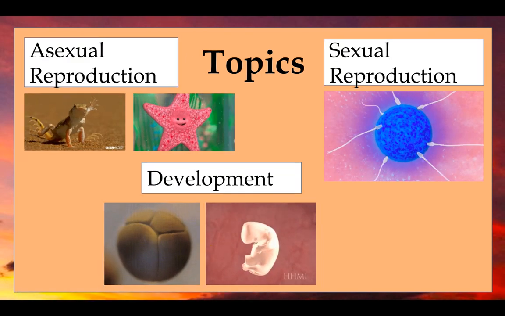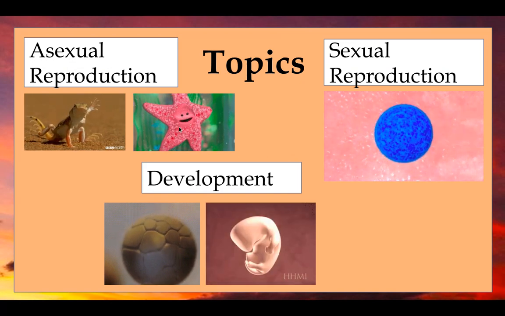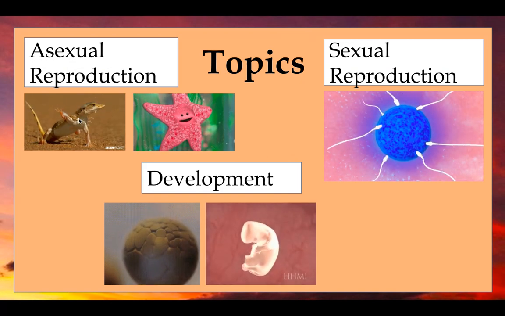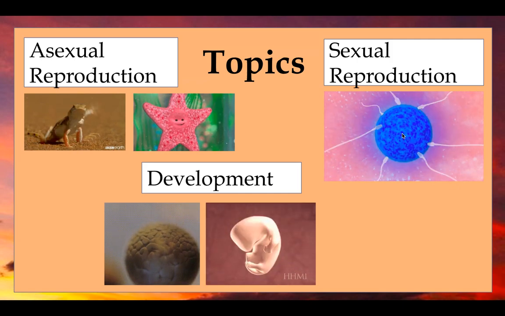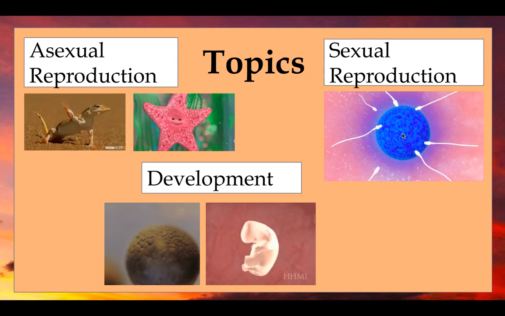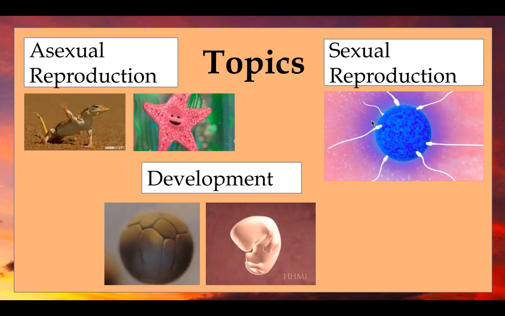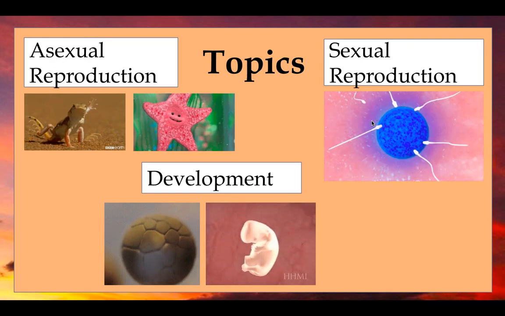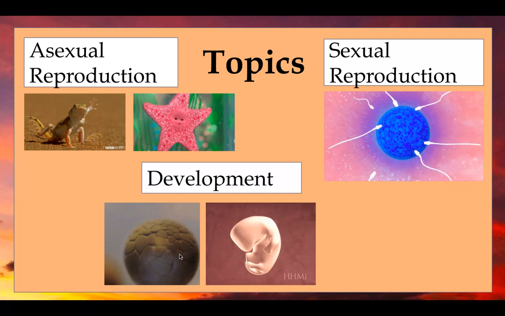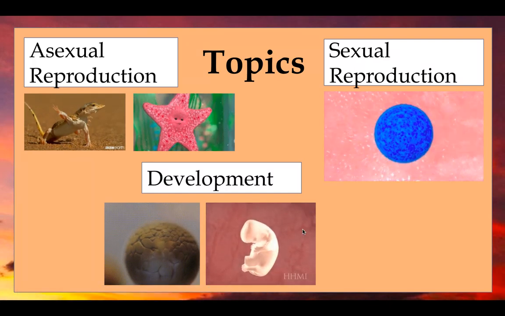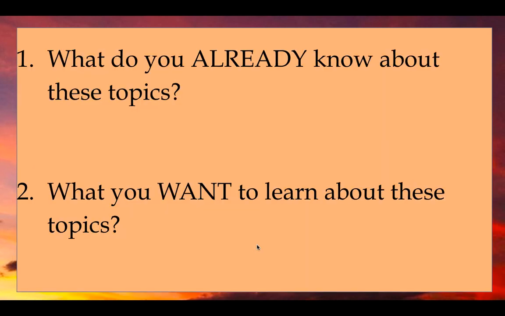We have asexual reproduction, so things like bacteria, and then also some organisms like starfish, some lizards, they reproduce asexually. And then sexual reproduction, that is, well, humans are an example, when sperm and egg combine and make genetically unique offspring. And then we'll talk a little about development. So here is a cell that turns into an embryo, that turns into a fetus, so development is crazy.